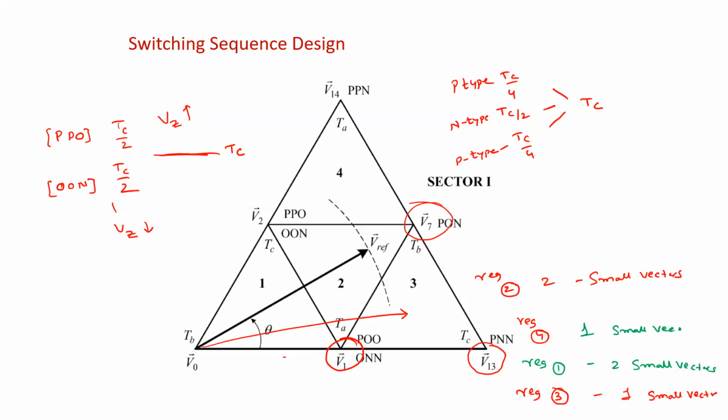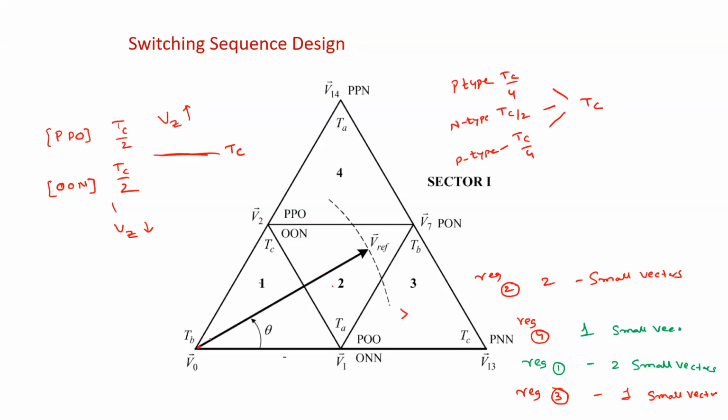Now once this is done, what we understood, or what we concluded, is that if it falls in region 1 or 2, we have two small vectors. If it falls in region 3 and 4, it consists of only one small vector. Another thing is that in region 1 and 2, we have two small vectors.